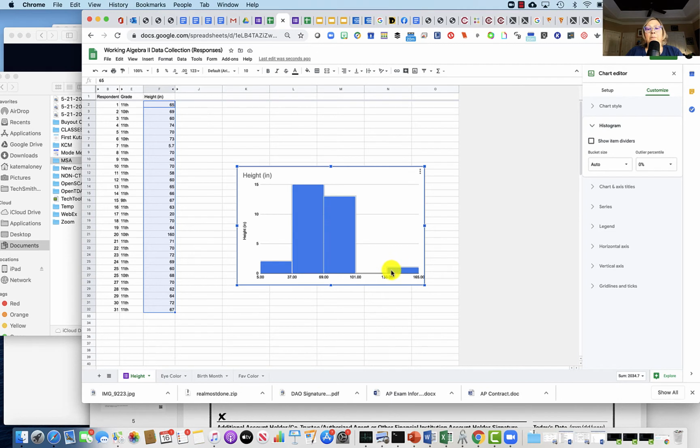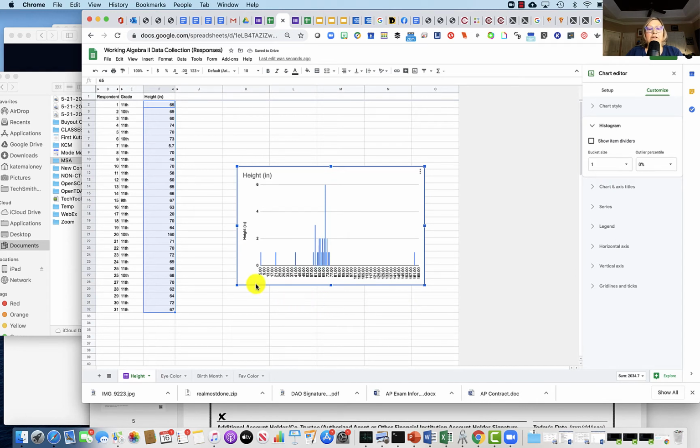So right now, the buckets, or how big the spread is between different chunks in a histogram, is automatic. Let's say we change that to every 1. So that basically means every inch is going to be a different bucket. And then you can see, yeah, these down here, even the 41, I would question.